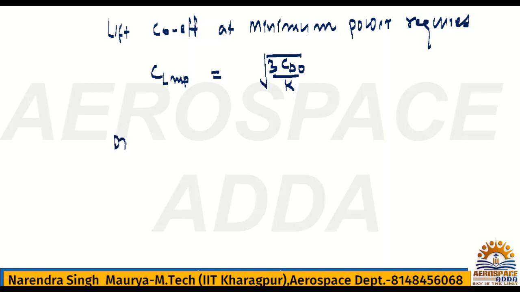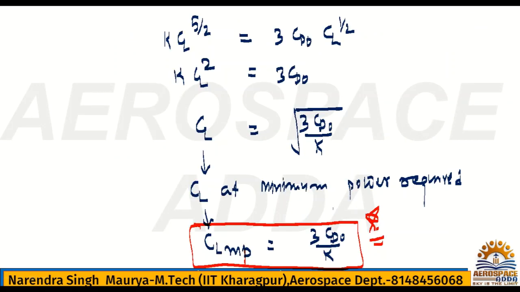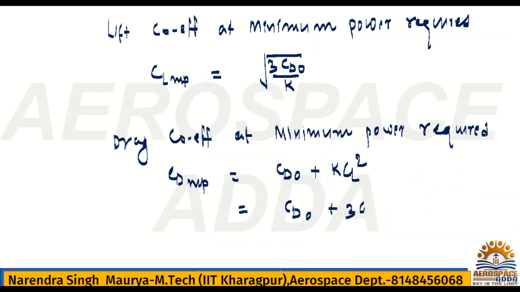Then you can write drag coefficient at minimum power required, CDMP, is CD naught plus KCl square. What is the KCl square? KCl square you got here. See, this KCl square is nothing but 3 CD naught.